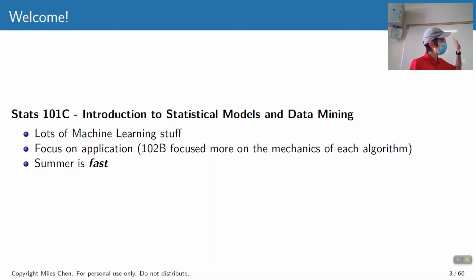This is going to be more focused on applications of these algorithms, whereas in 102B we really got into how the algorithm works. As far as the homework problems went, I made you code up the algorithms directly yourself. In this class, we're going to try to apply them to different data sets. And again, this is summer. It's 6 weeks. It goes by fast.